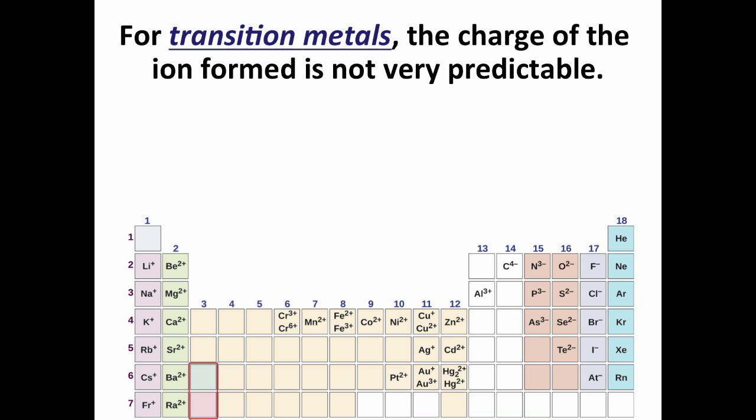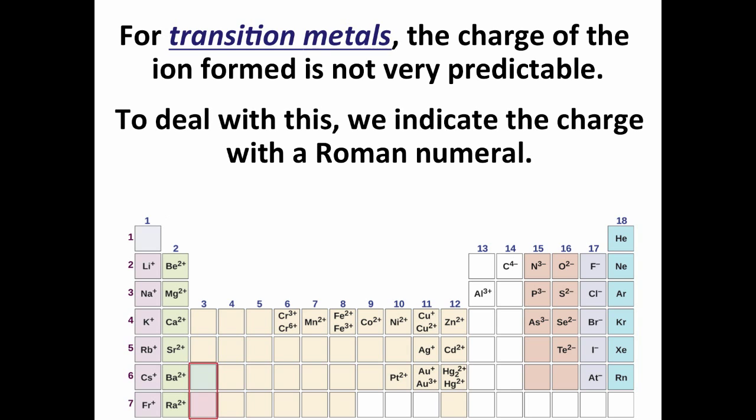Now let's come back to the transition metals, those sort of messy elements in the middle of the periodic table that don't have a very predictable charge of ion. How do we deal with them? Well, for naming purposes, what we do is we indicate the charge of the ion with a Roman numeral. And let's look at an example. Let's say iron, which commonly forms the +2 or the +3 charged ion. It can form other ions as well, but those are the most likely.